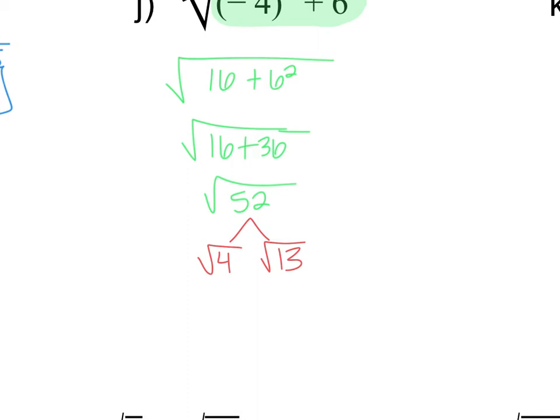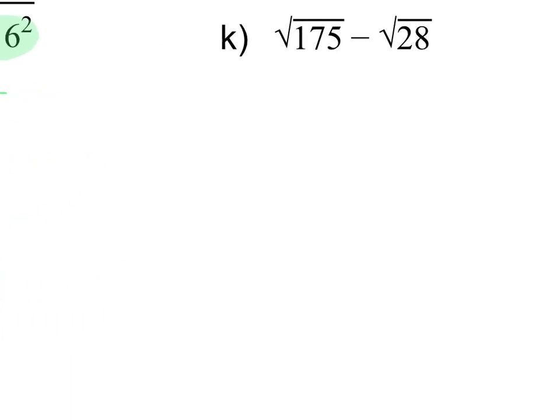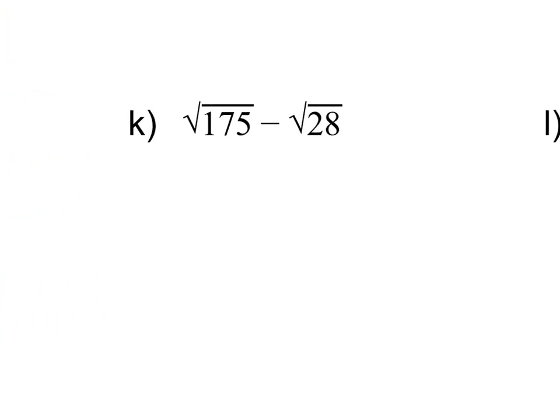So I can break that up. So square root of 4 is 2. Square root of 13, well, that's a prime number, so you can't simplify that any farther. So this just becomes 2 square roots of 13. Okay, moving on.